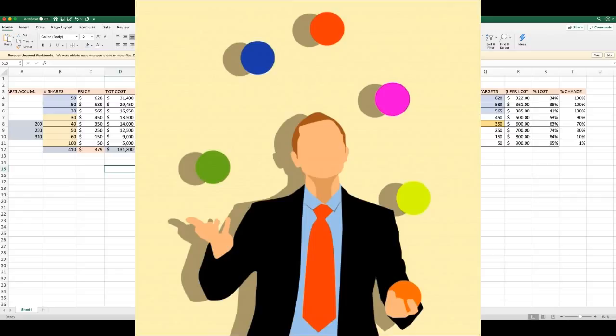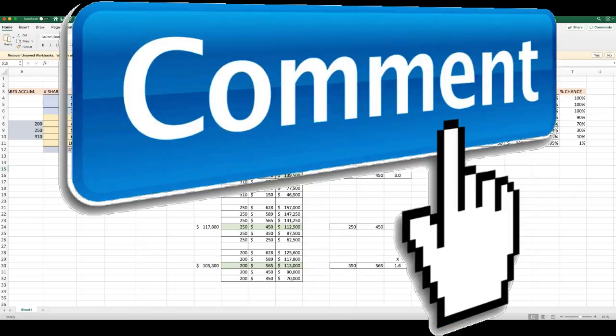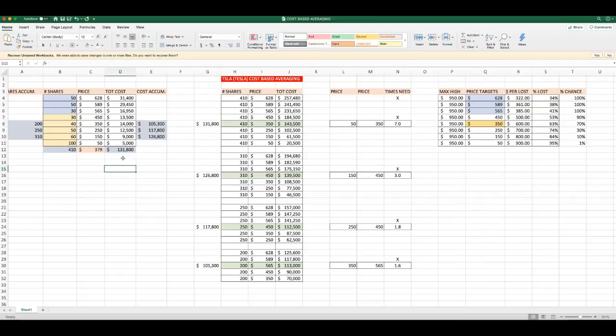If you guys want me to do that, comment and let me know if you want me to do the cost-based averaging on Space. If not, you can do it. I'll ship you over the spreadsheet and you can do it.